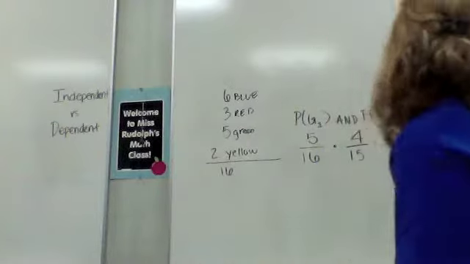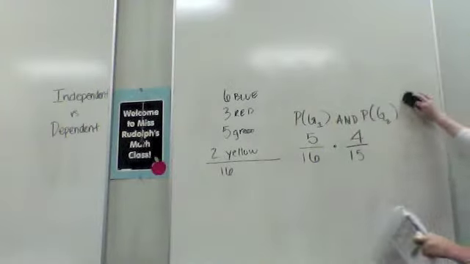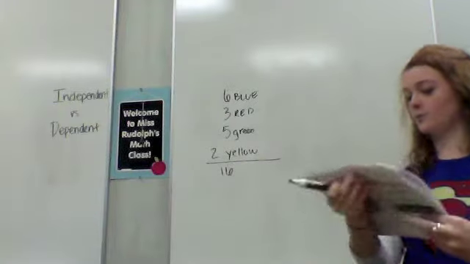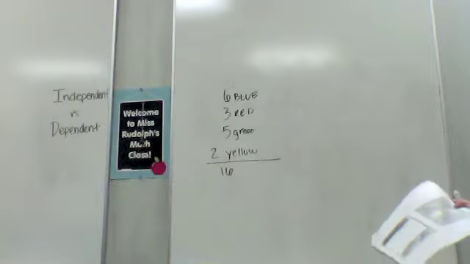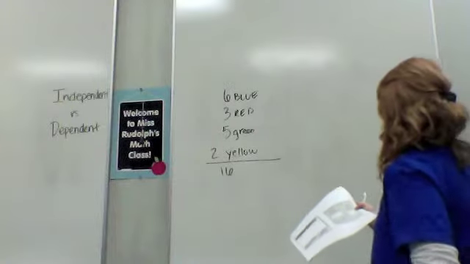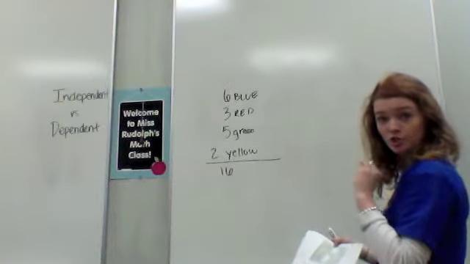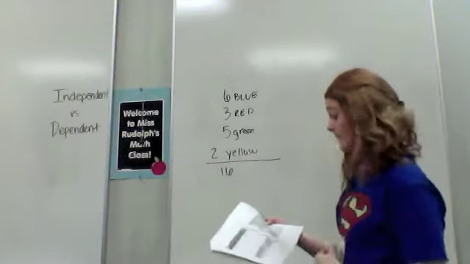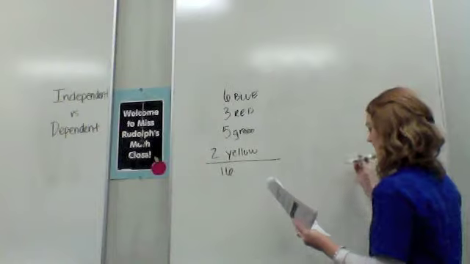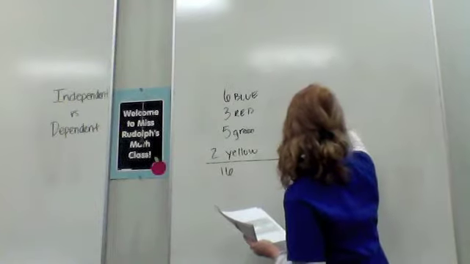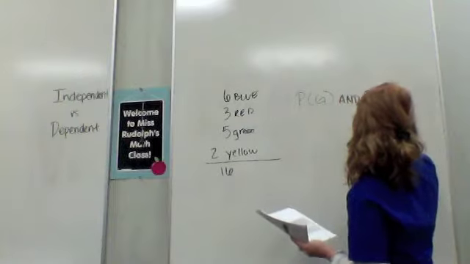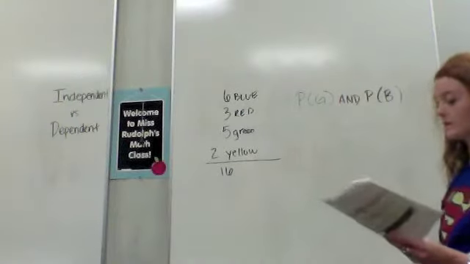Using the same M&Ms, let's look at a version of an independent problem. We still have 6 blue, 3 red, 5 green, and 2 yellow M&Ms. Once a candy is drawn, it is then returned to the jar. So it's put back, so it's an independent event. We have not altered the probabilities. Find the probability of getting a green and then a blue. Remember, and means multiply.